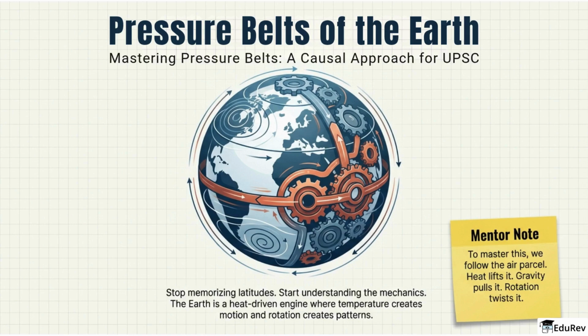Hello everyone. Today we will study about the pressure belts of the earth. It is not something you memorize from a map. They are the natural outcome of three forces working together: differential heating, gravity, and Earth's rotation. Just remember, heat lifts it, gravity pulls it, and rotation twists it. If you understand the mechanism, the latitudes become obvious.